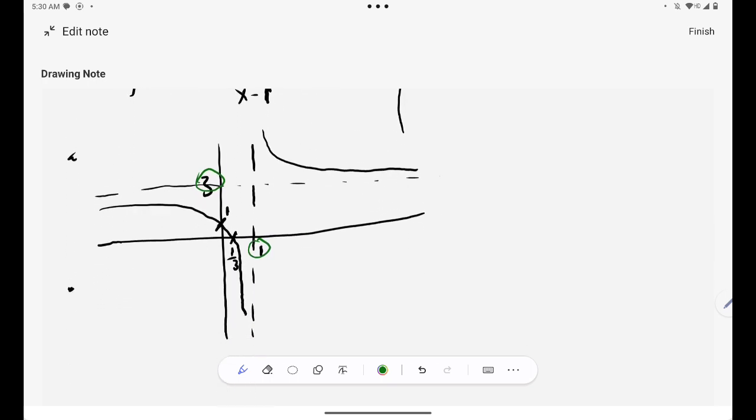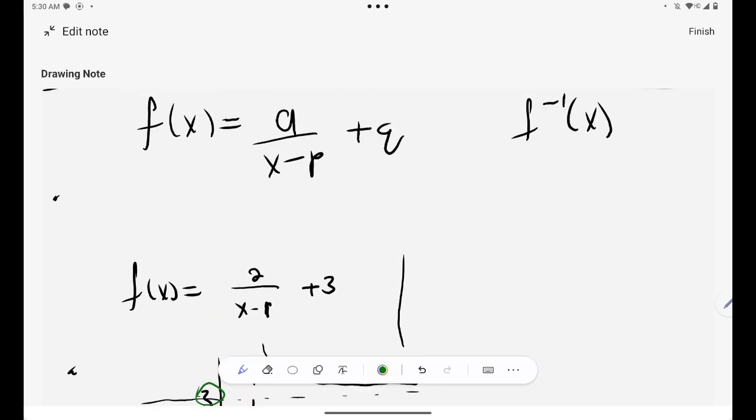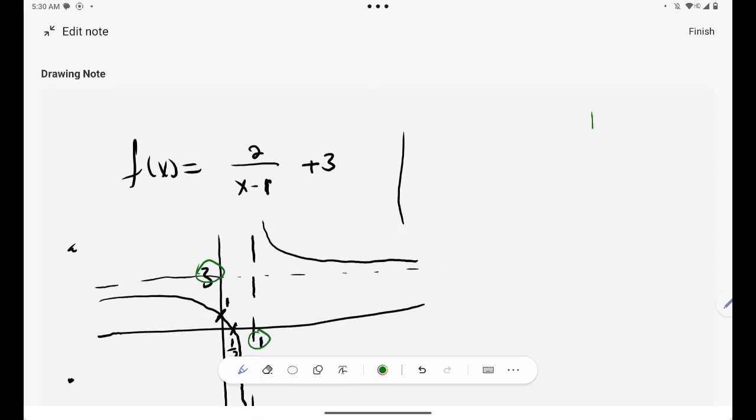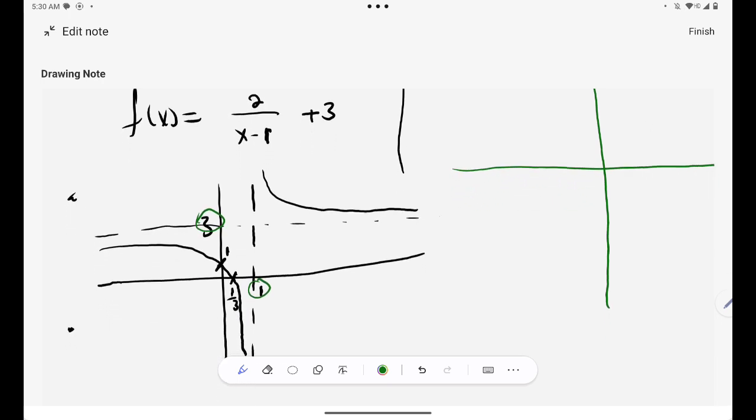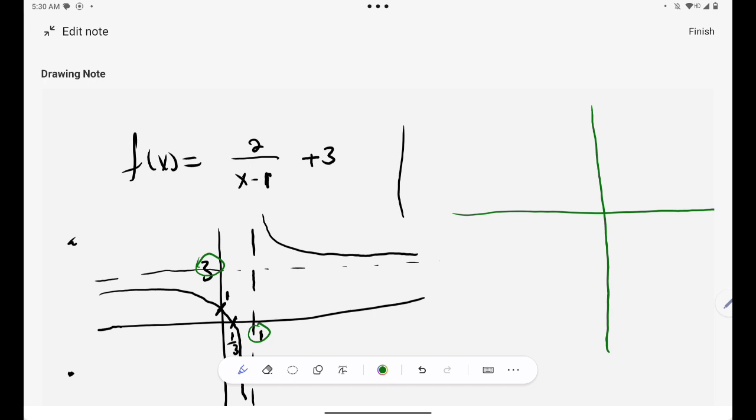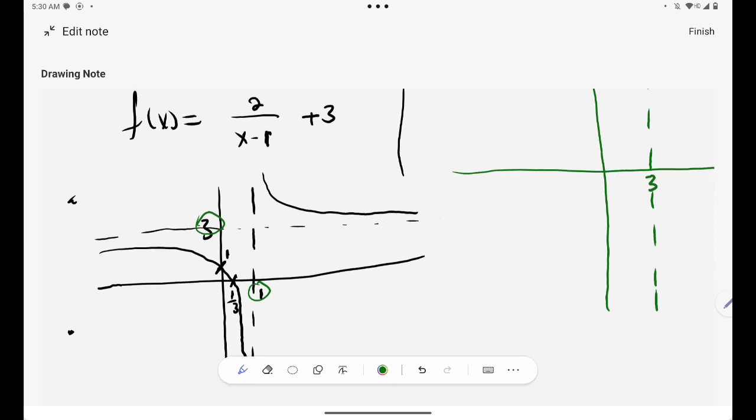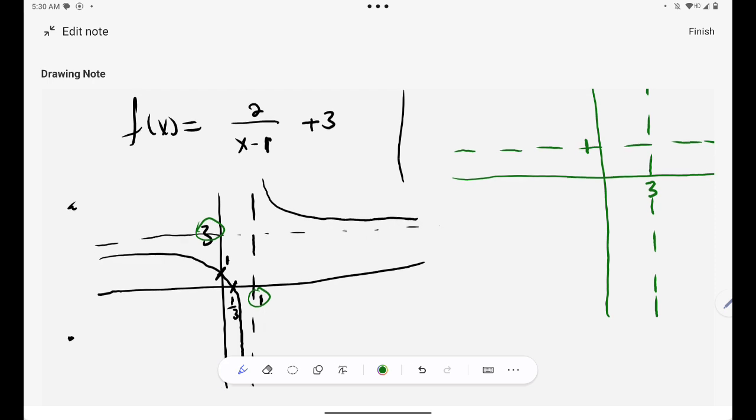So for me to draw my inverse graph, my graph will be like this. Are we together? Now the horizontal asymptote will become the vertical asymptote. Are we together? And the vertical asymptote of the original will become the horizontal asymptote of the inverse. I have 1 there. Are you together?